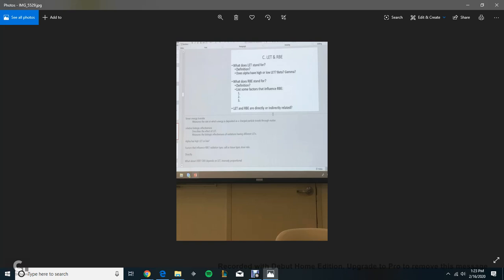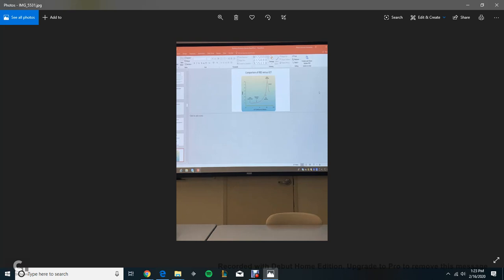Factors that influence RBE are the radiation type, cell or tissue type, and dose rate. LET and RBE are directly related. OER, though, depends on LET, and it's inversely proportional. Here is the comparison of RBE versus LET.